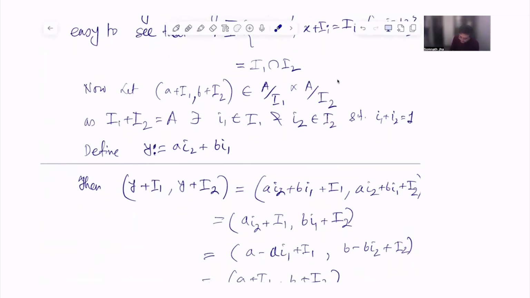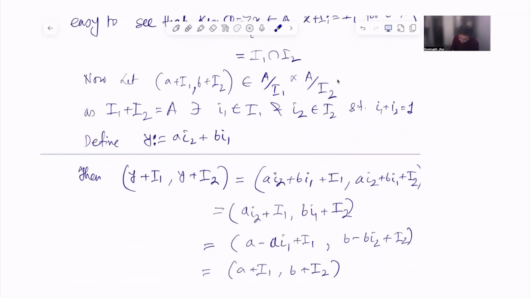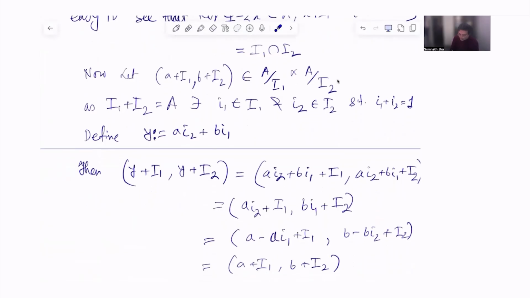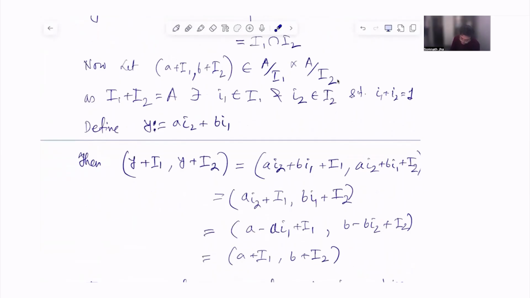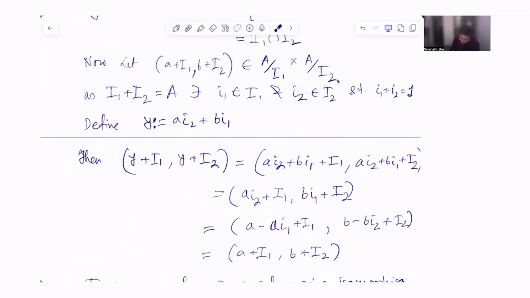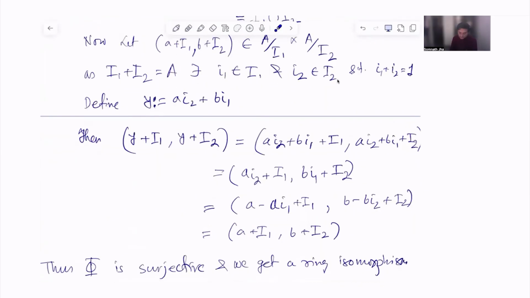But again, small i1 is in capital I1 and minus a is in the ring. So minus a i1 is in capital I1. So this is nothing but a plus I1. And similarly, small i2 is in capital I2 and minus b is in the ring. So minus b i2 is in capital I2. So minus b i2 plus capital I2 is nothing but I2. So I got a plus I1 and b plus I2, right? This becomes a plus I1 and this becomes b plus I2.